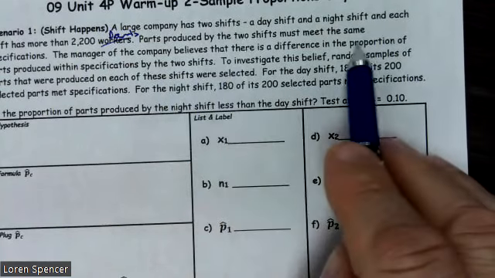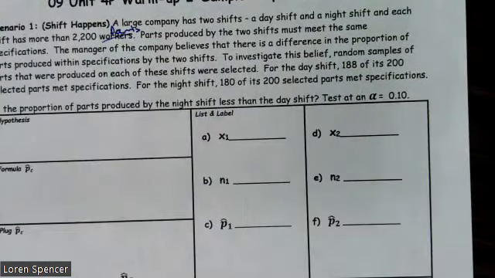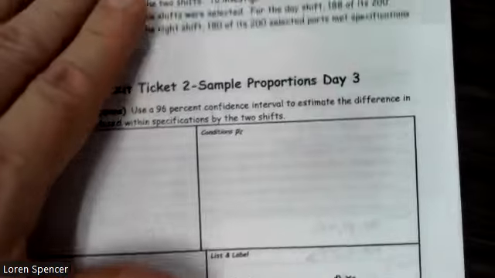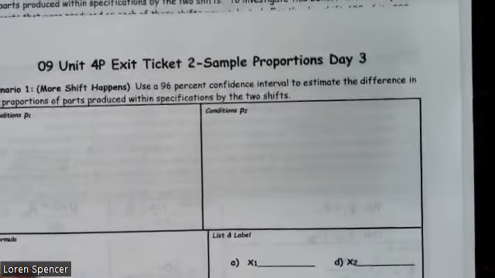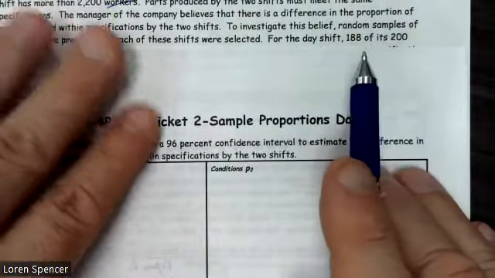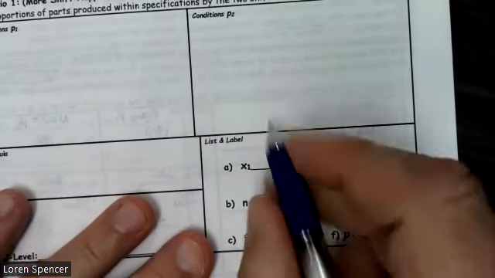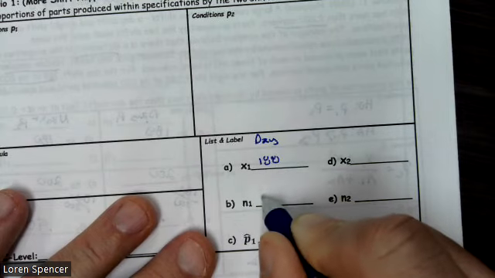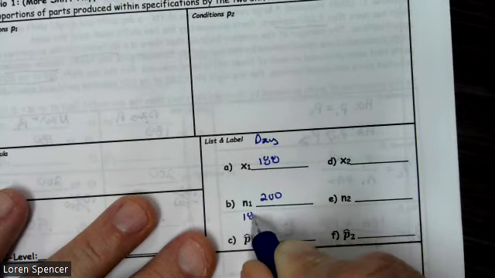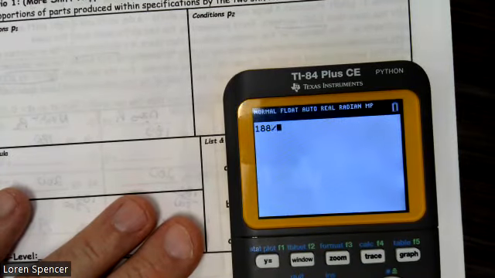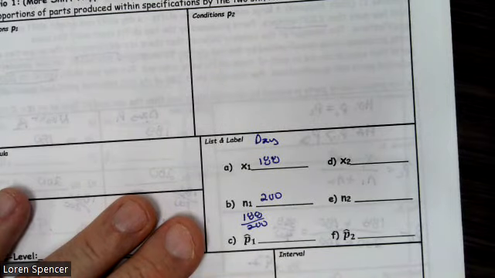And they must meet the same specification, and we have the data here. And we're going to go ahead and start filling this out for the confidence interval. And it said the day shift, 188 of its 200 parts meet specifications. So this right here, I'm going to call this the day shift. This is 188 out of 200. So I can figure this out, 188 over 200. When I divide that out on the calculator, 188 divided by 200, I end up getting 0.94.